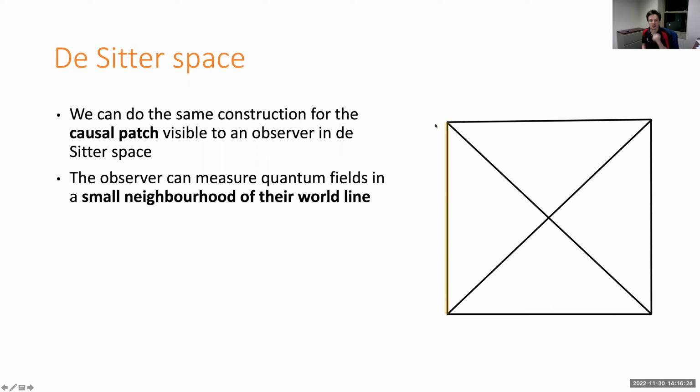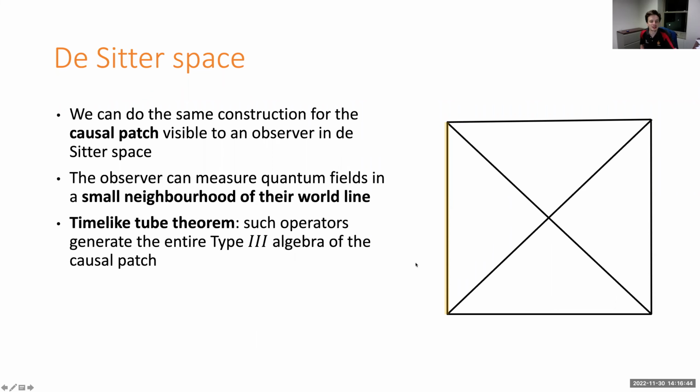Okay. So let's try and figure out what that algebra is. The observer can measure quantum fields that are sitting near their world line, in some very small neighborhood of their world line. So that's naively the algebra we're interested in. But it turns out there's a theorem called the time-like tube theorem. It's a very beautiful little theorem based on similar arguments to Reeh-Schlieder, doing analytic continuation things. The algebras just within this thin, small neighborhood of the world line actually generate the entire type 3 algebra associated with this causal patch.